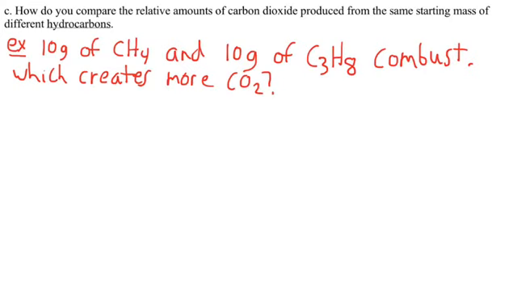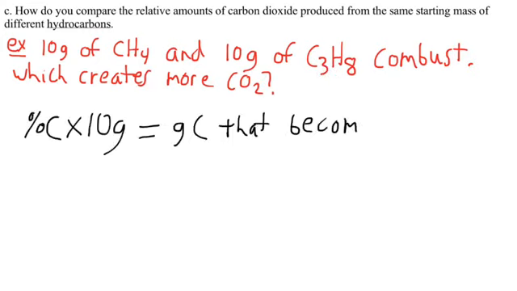So when we think about this, we're like, oh, the oxygen's coming from the air, the carbon has to come from these compounds. So whichever one has more carbon is going to make more CO2. So since we know how to do percents, we can look at these, and whichever one has a greater percent of carbon, since they're both 10 grams, they'll have a greater amount of grams that can then become CO2.